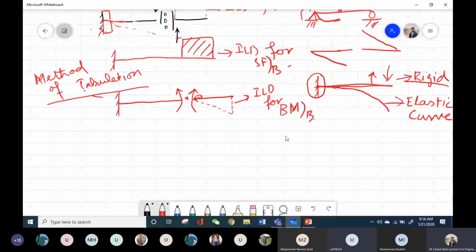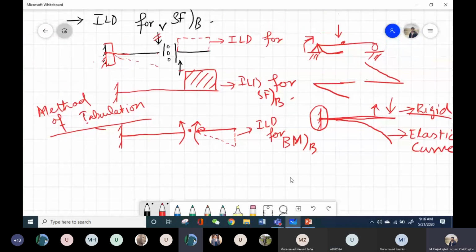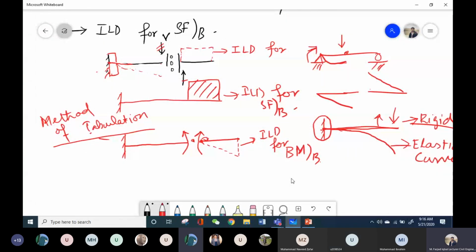Yeah, for now we are only getting the shape of ILD, but in this lecture also we will be studying the method to convert or to get the values of these ILD as well. This is the qualitative ILD. We will plot the quantitative ILD.